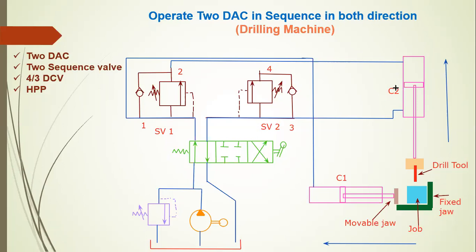Here, after the complete retract process of cylinder 2, the second port of SV2 is operated. Here point 4 is operated after the retract condition of cylinder 2 is complete, and these lines are connected to cylinder 1 to give the motion in a left side direction, which means it moves back and releases the workpiece or job.